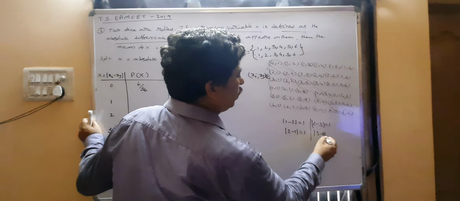Similarly, difference 3. Difference 3 means modulus of 1 minus 4 equals 4 minus 1. Modulus of 2 minus 5 equals 3, that equals modulus of 5 minus 2. Modulus of 3 minus 6 equals 3, that equals modulus of 6 minus 3. So you have 6 chances, 6 by 36.